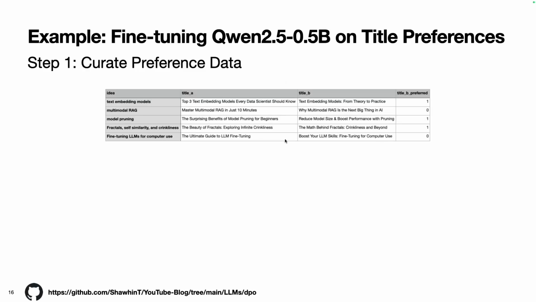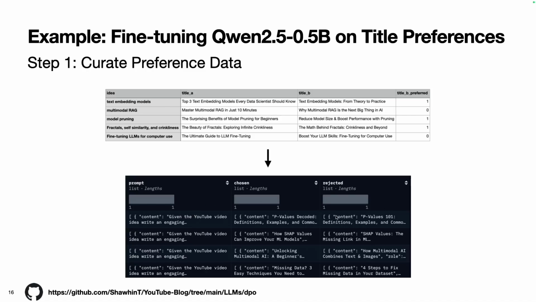But then once I have this preference dataset, I reformatted it like this. So we have this triplet of prompt, chosen, and rejected. So this is like prompt, winner, loser that we saw before. And then I formatted everything as a list of dictionaries because that is the expected format of the TRL library from Hugging Face, which is what I used for the fine-tuning.